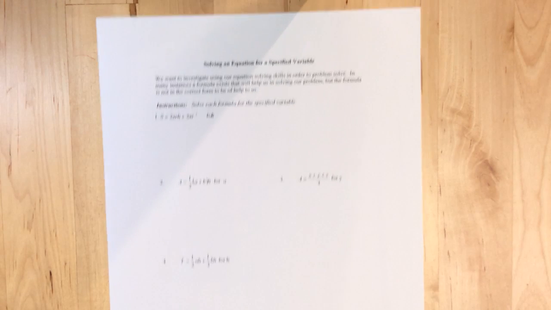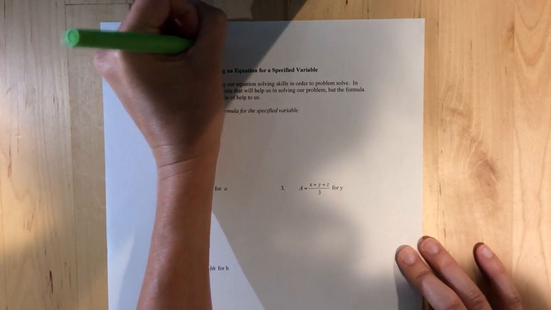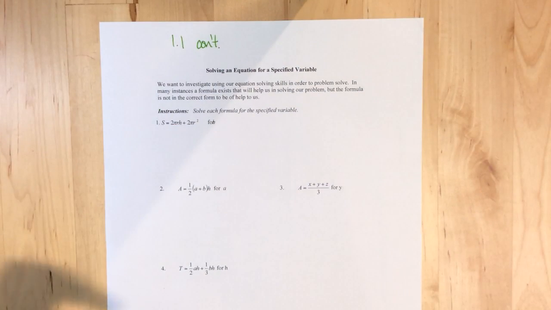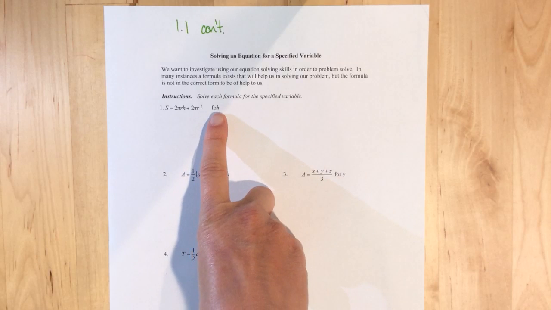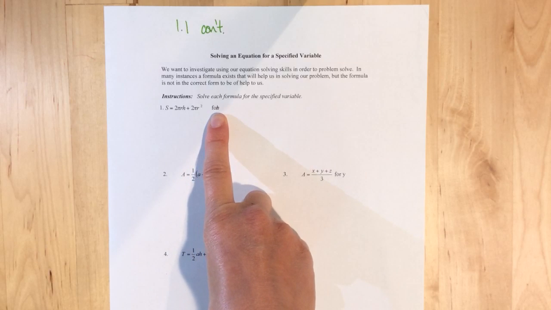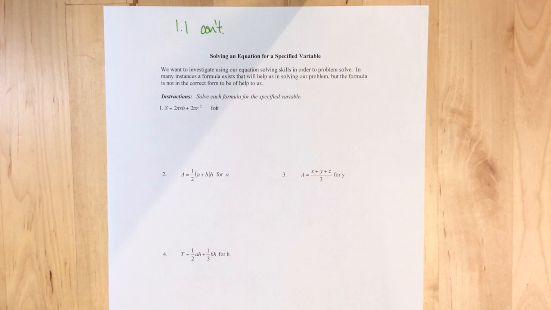Now this is a continuation of 1.1 continued. So we're solving for specific variables. A lot of times in math, you're just given a formula in some version, but typically you're going to need to solve for a different letter. So like in this case, that's kind of printed off weird. Sorry about that. That's solve for h, solve for A, solve for y, solve for h.